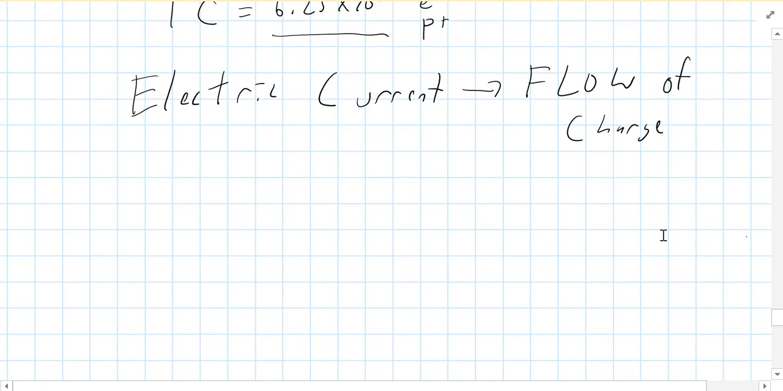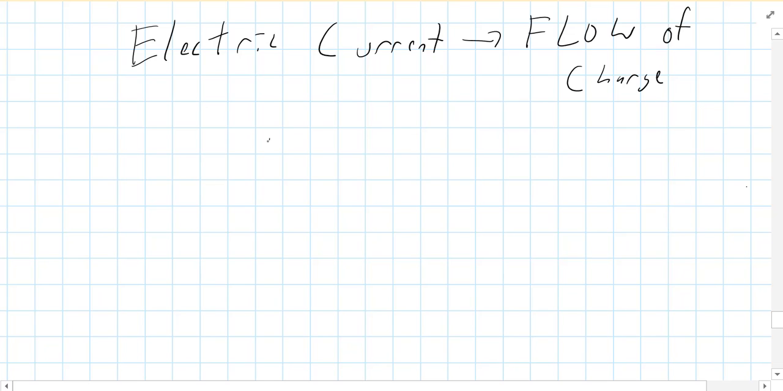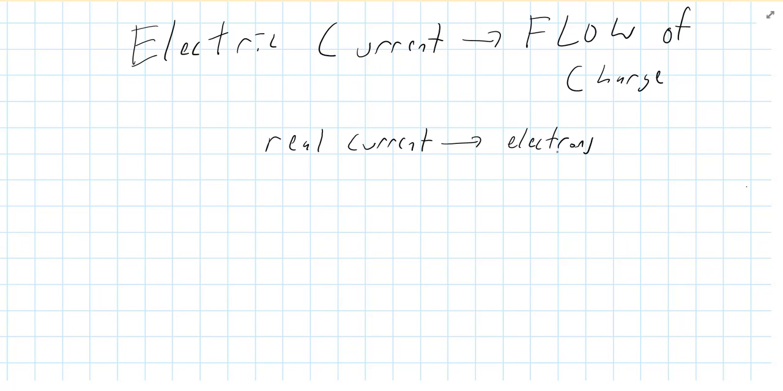Okay, so there's something called real current. And what really flows through circuits are electrons. Okay, they are allowed to move around outside of the atoms because they're hovering around the outside of the atoms. So in real life, electrons flow through a circuit. However, in most of the circuits we're going to talk about, we're going to pretend that positive charges flow. That's called conventional current.